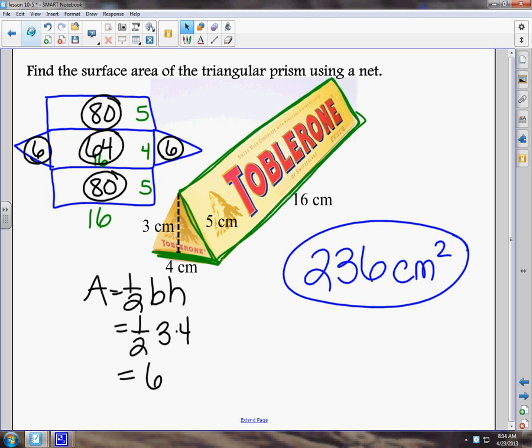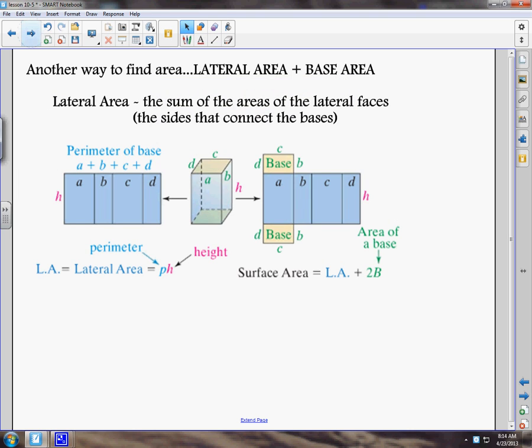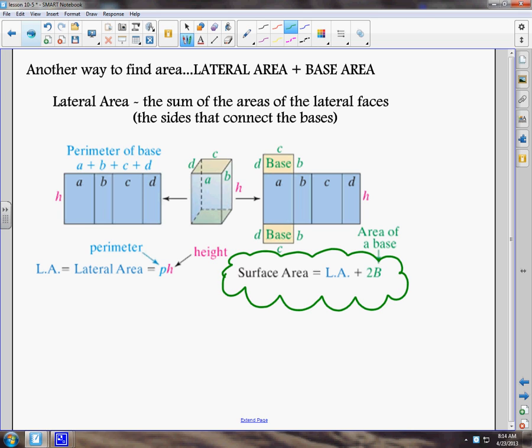236 centimeters squared. We will be doing more practice problems, so just get this in your notes and you'll be fine. Okay, now here's if you want to use the formula. The formula is here, if you write it down: surface area equals the lateral area plus twice the area of the base.